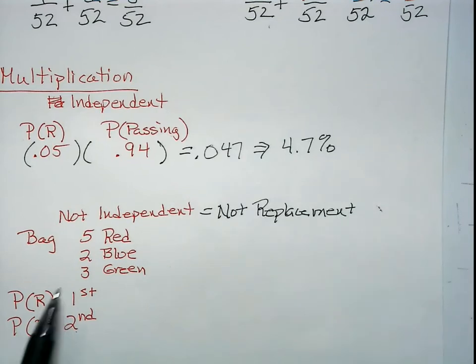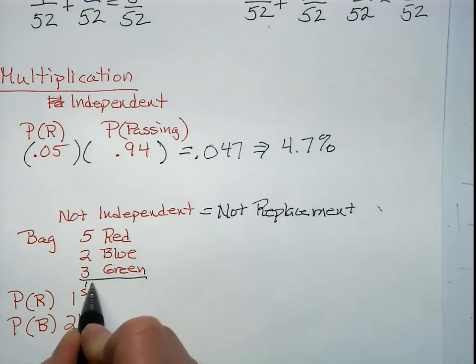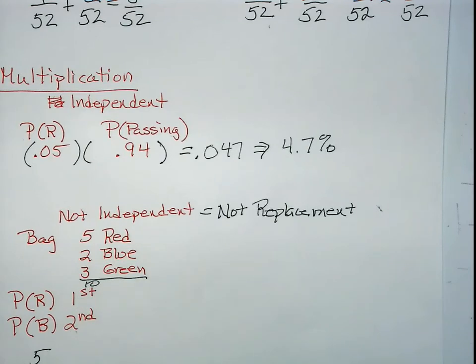For example, I have a bag of marbles, 5 red, 2 blue, 3 green. I want to select a red one on the first pick. I put the red one in my pocket. I don't replace it. And I want to select a blue one on the second. So the probability of a red, we should always total these, which is 10. Probability of a red is 5 over 10.